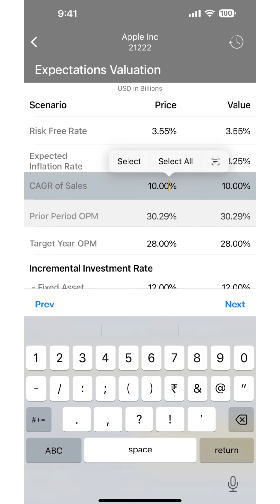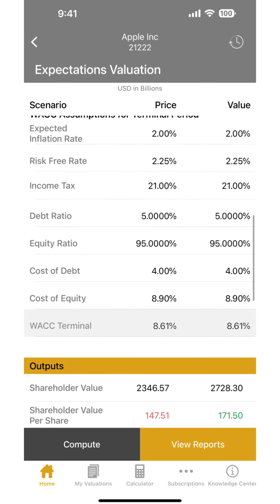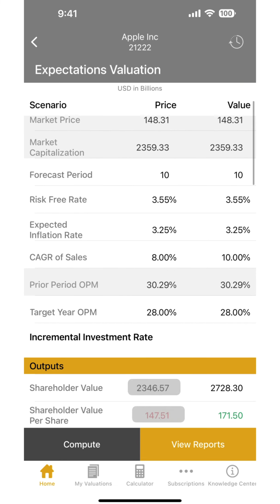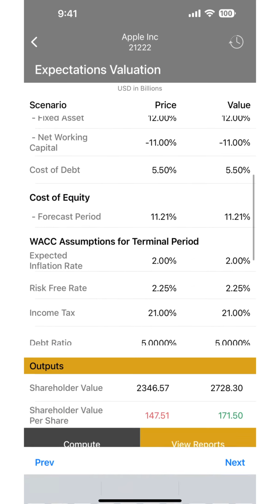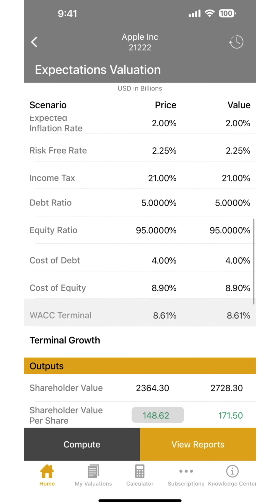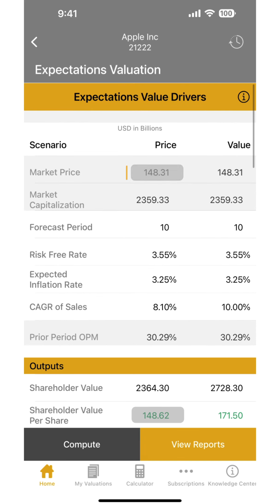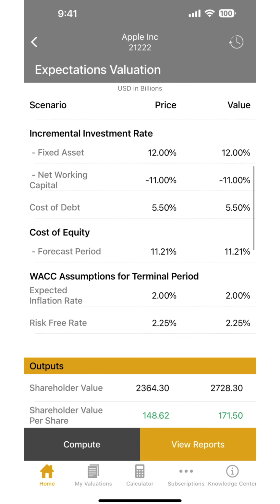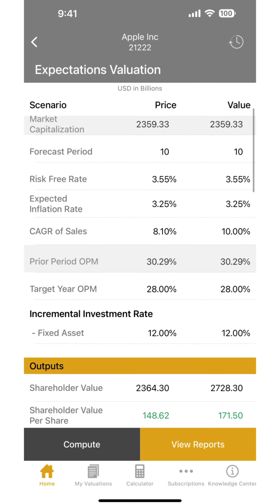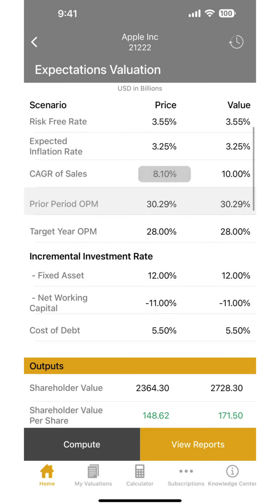This time, we take CAGR of sales of 8% and compute. Shareholder value remains slightly lower, so we revise the CAGR sales to 8.1% and click Compute. The value comes to $148, very close to market price as on the date of valuation. Now we know what's built into the stock price of Apple. The market is discounting a compounded growth of 8.1% for 10 years with a target operating margin of 28%.